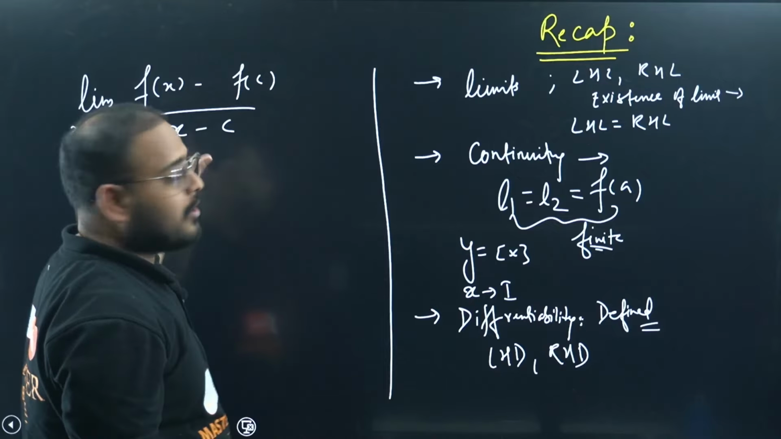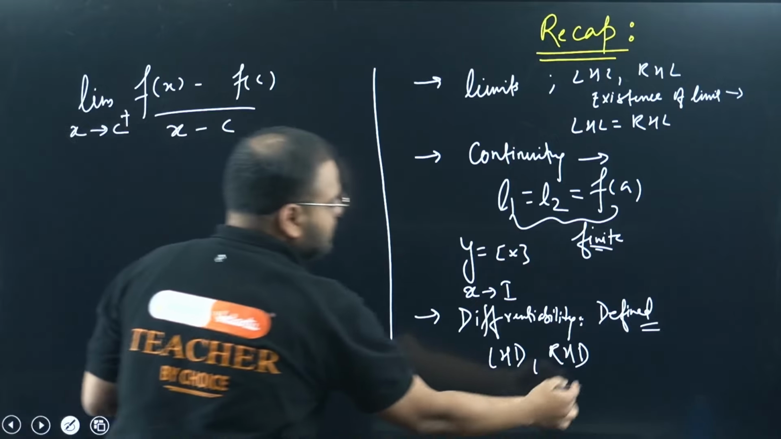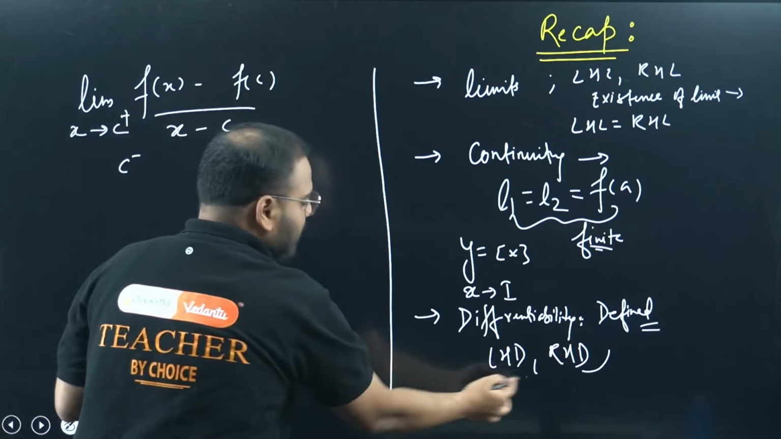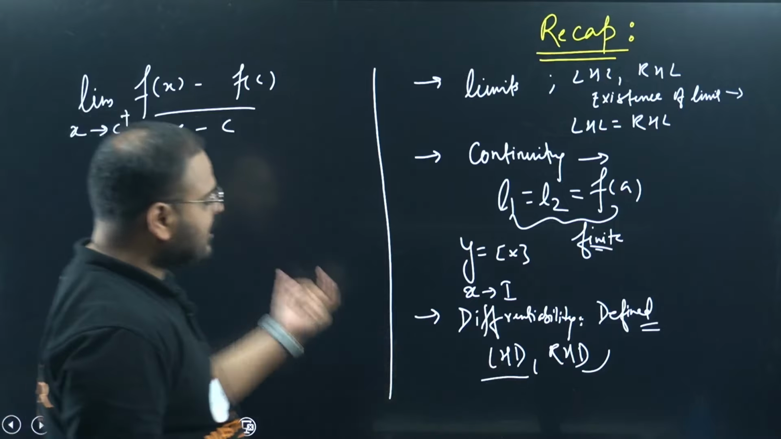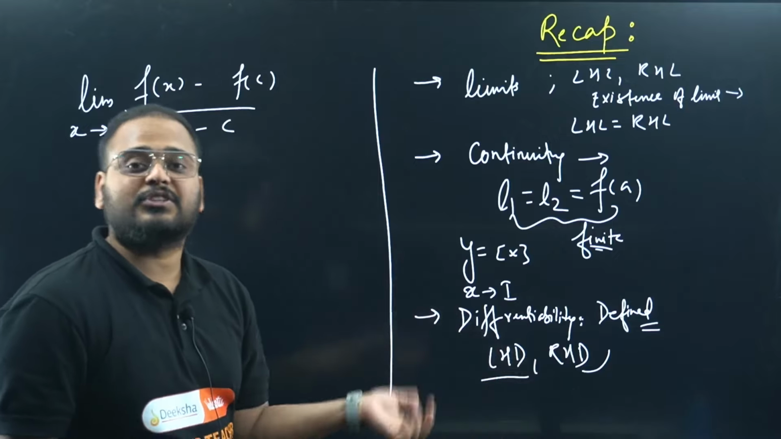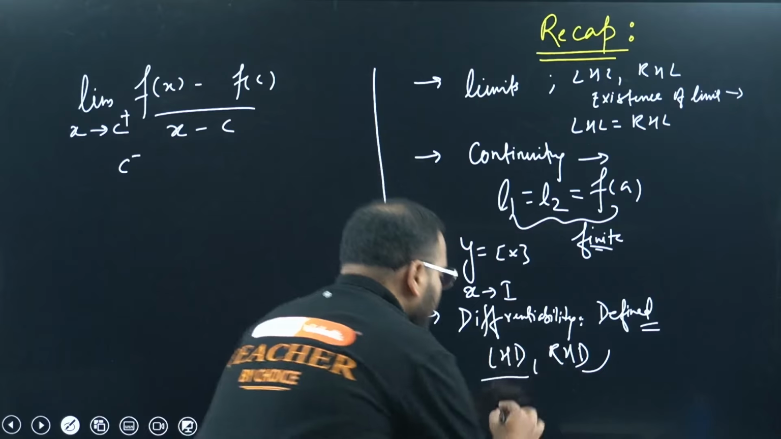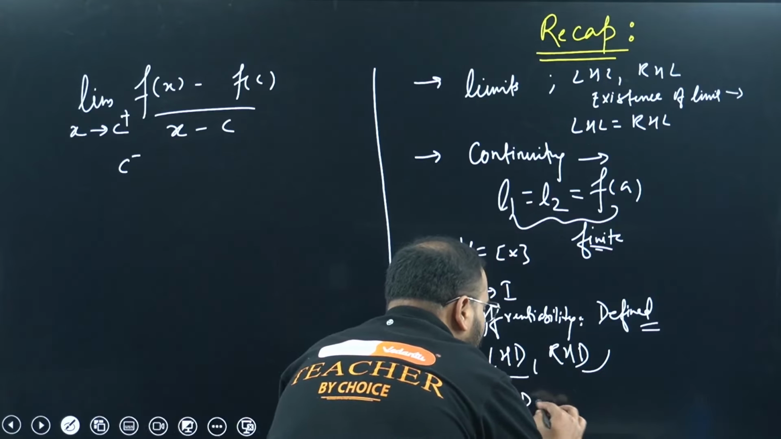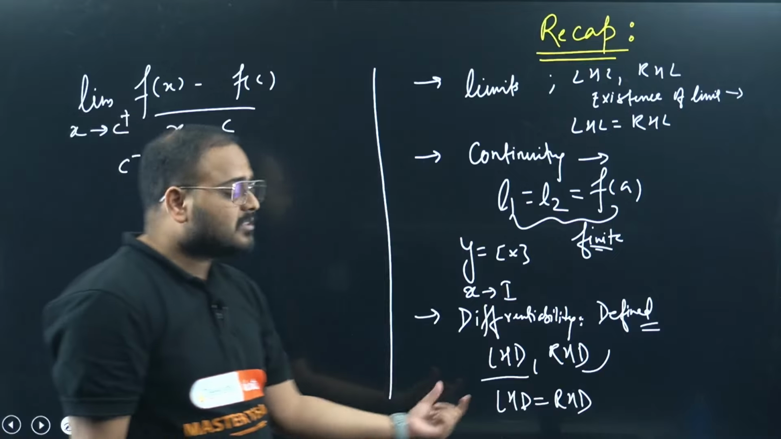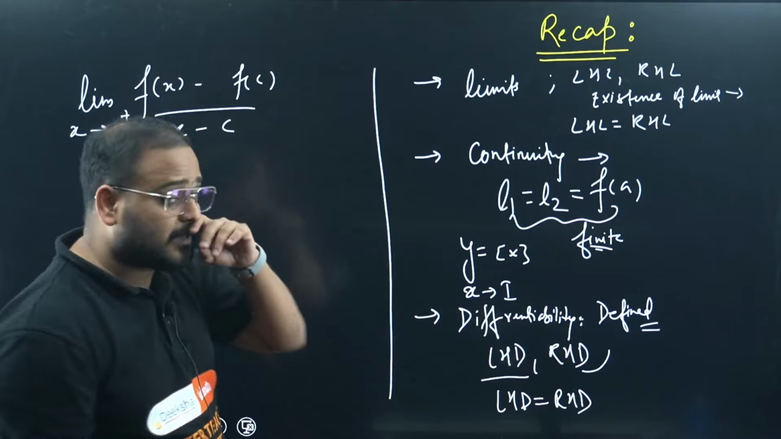When you approach this c from the plus side, you get RHD. When you approach c from the minus side, you get LHD. After approaching c from both sides, if they are coming equal, if LHD is equal to RHD, then we said the function is differentiable. This was the method of solving using the first principle of derivative.